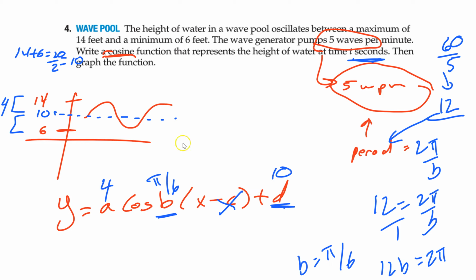So once you have your middle, what's the amp? We'll subtract these two, because that tells you how high up it goes from the middle. So that's 4. We're never going to deal with the horizontal phase shift, because they don't talk about it, and we're never going to deal with it in this class. So all we have to do is find the period, and that's the toughest one.